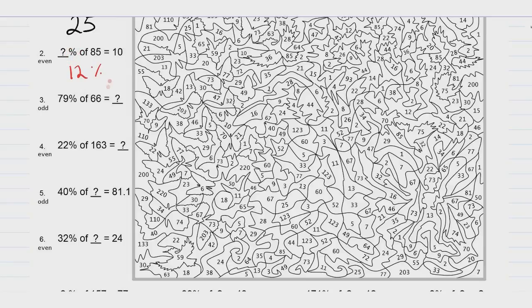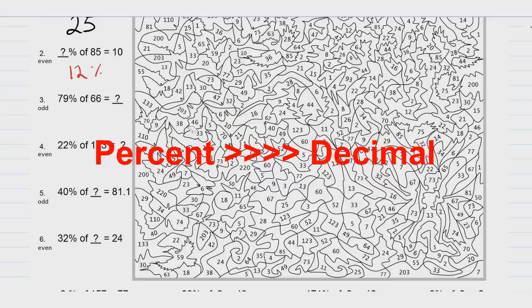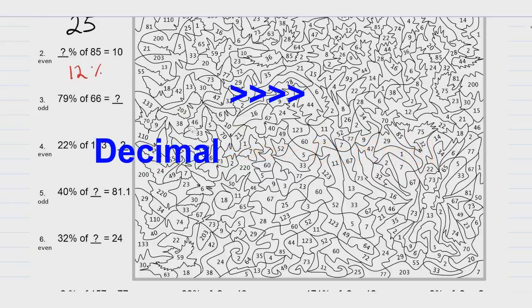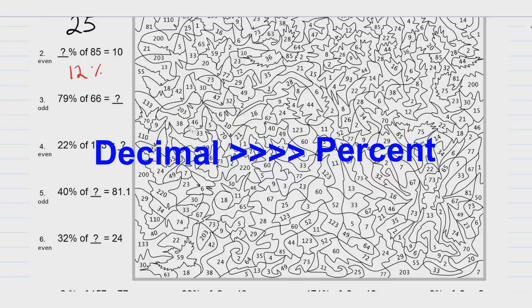And so if you did evens, you would look for the number 12 in here, not 12%, just 12, and you would shade in all the 12s. If you did odd, you would not shade this one in. On problems 1 and 2, you actually have done it both ways now. You've changed a percent to a decimal and a decimal to a percent.